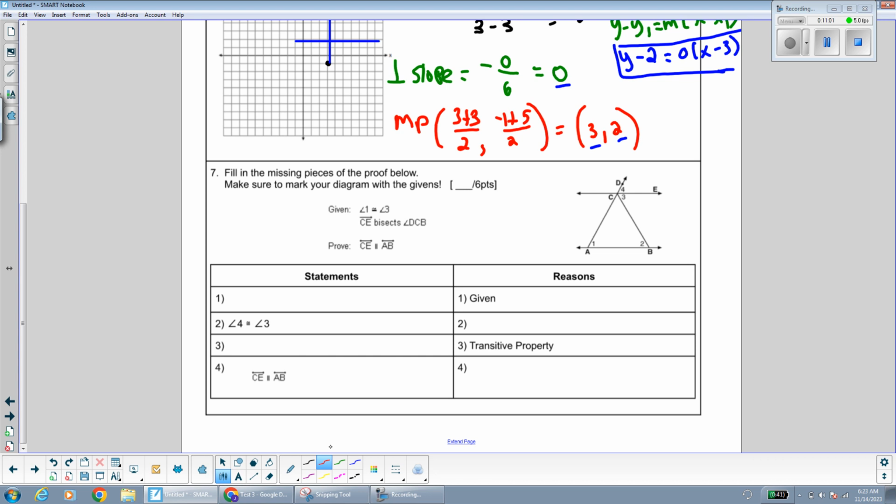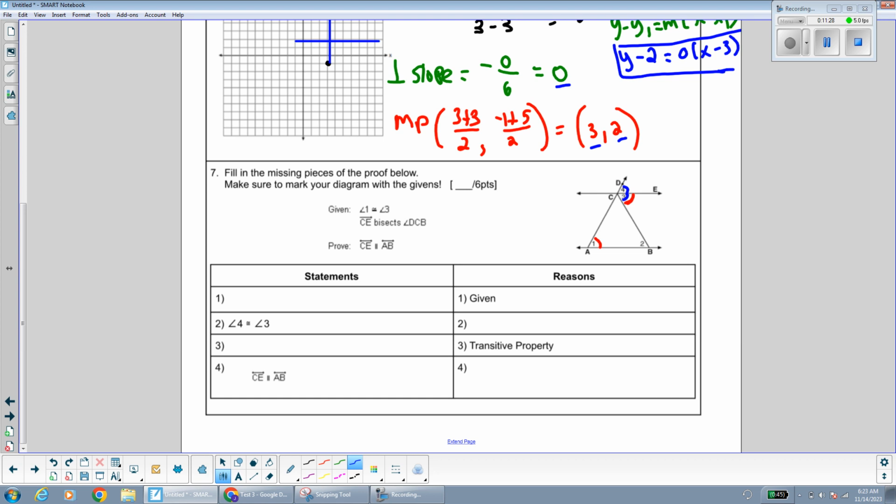Given that angle 1 is congruent to angle 3, remember to always mark your diagram. And we're given that CE bisects angle DCB. So angle DCB is this angle over here. So since it's being bisected, the two equal parts would be angle 3 and angle 4. So I'm just going to mark that in the same color so it's easier to see.